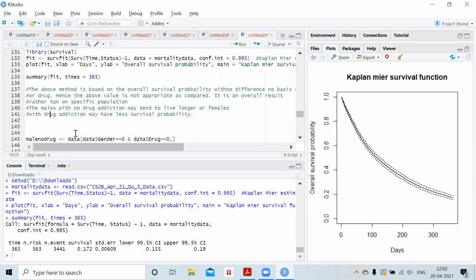Males with no drug may tend to live shorter, or lesser, or females. Or females with the drug may have the opposite effect also. The ones with no medicine also may have less survival probability, and so on. So anything can happen, but that is not predicted in the above Kaplan-Meier. It's just an overall prediction of whatever people are there, how it is calculated.